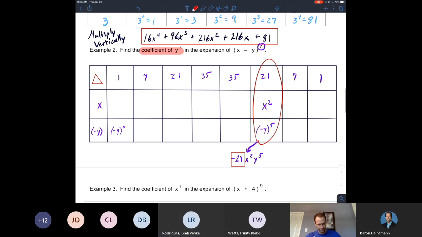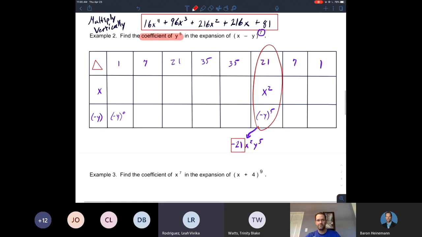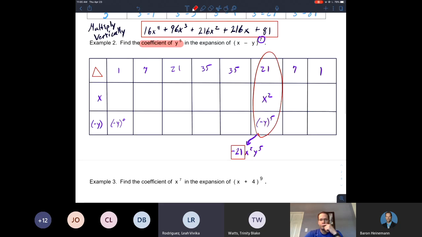All right, one more. I have a question. So we don't multiply, like we don't square 21? No. Numbers from Pascal's triangle are exactly as they are presented in the triangle. We're not changing those at all.